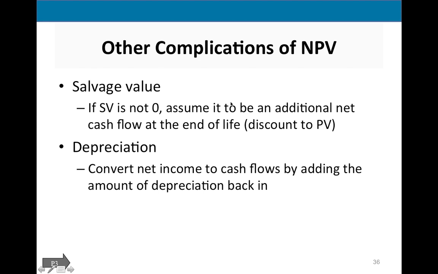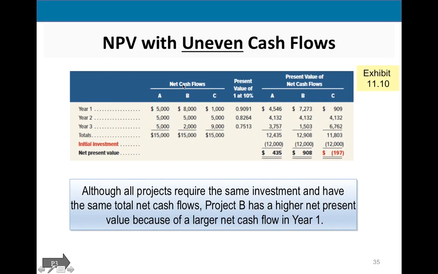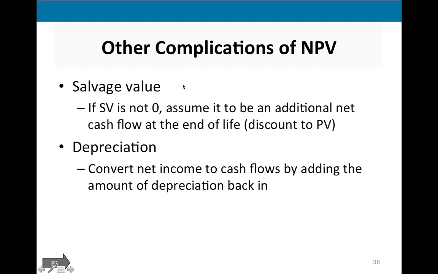So there are a couple of other complications of NPV. As I mentioned, if salvage value is not 0, that's an additional net cash flow, and we need to discount it to present value. Also, if we have depreciation, we need to convert net income sometimes to cash flow by adding it back in. So some of your homework problems, if they give you depreciation, remember, you are not interested in net income here. You're interested in net cash flows, so depreciation has to be added back in.